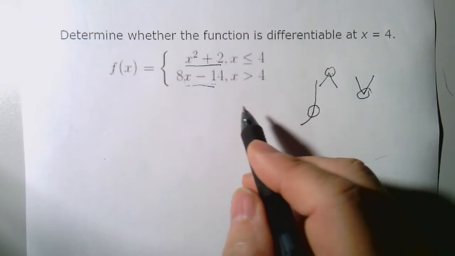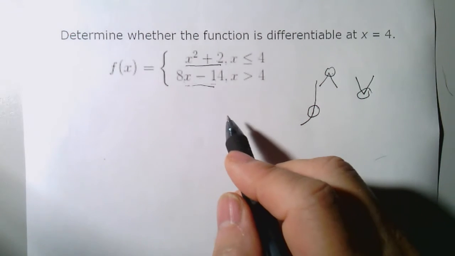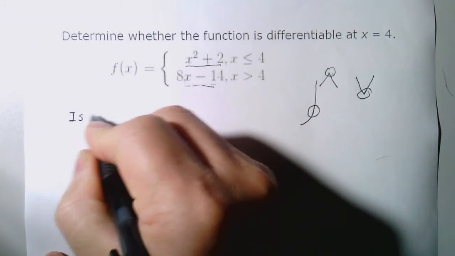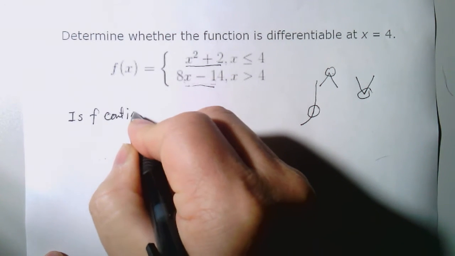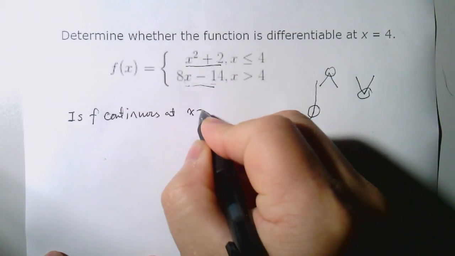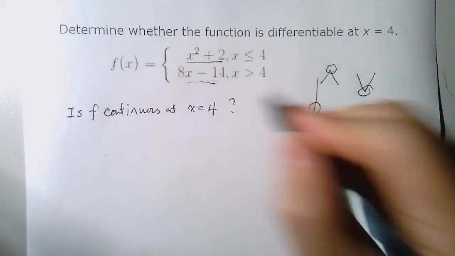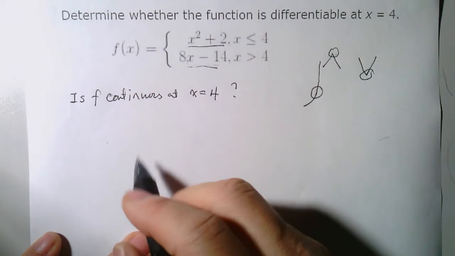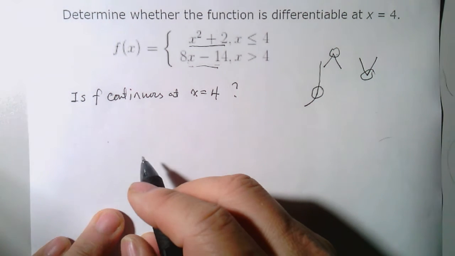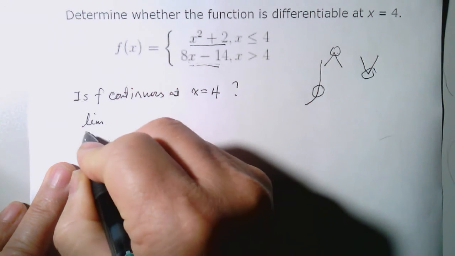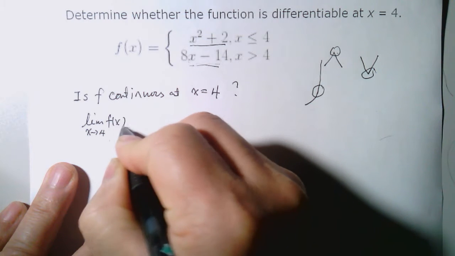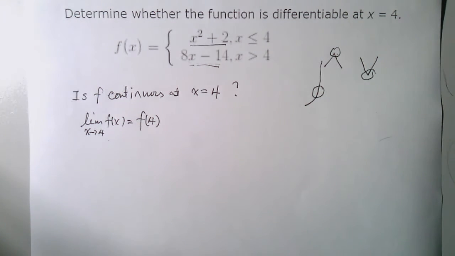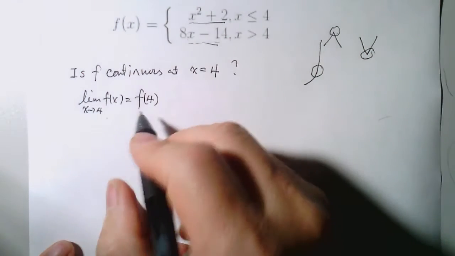In order to make sure the function is differentiable, first you have to make sure the function is continuous. Is f continuous at x equal to 4? So we have to determine if the function is continuous first. To be continuous, the limit as x approaches 4 and the function value at 4 must be equal. That's the first thing you want to check.